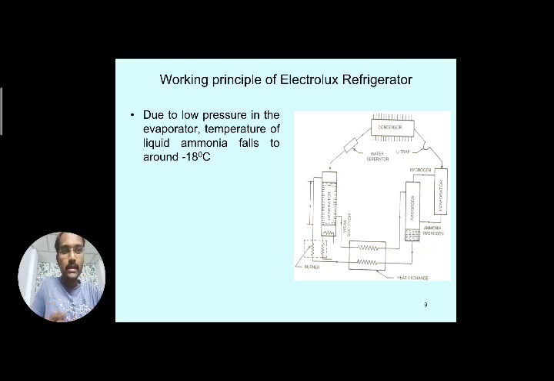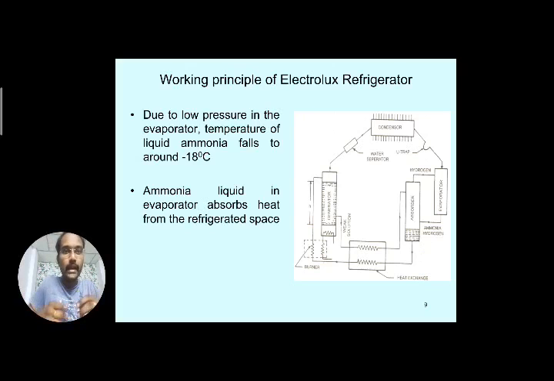Now we can utilize that temperature. The principle in the evaporator is that evaporation will take place. It means the ammonia liquid in the evaporator absorbs heat from the refrigerated space. Consider the evaporator as some space inside the component, where the products are placed. Here the ammonia liquid, due to its low temperature, absorbs heat from the products or substances placed in the refrigerated space. Now it converts back to vapor form, ammonia vapor. So it changes its state or phase from liquid to vapor.